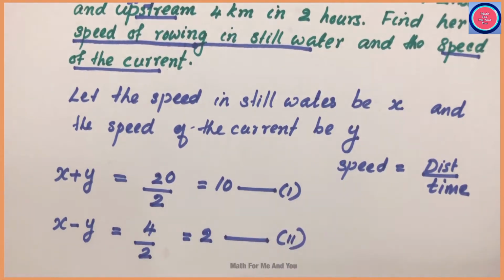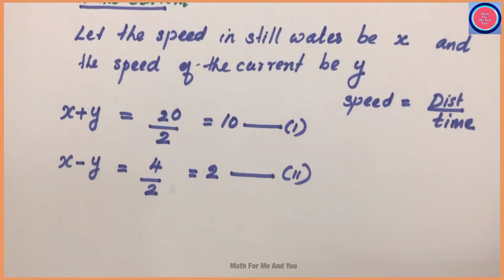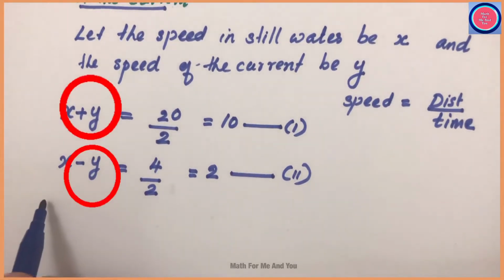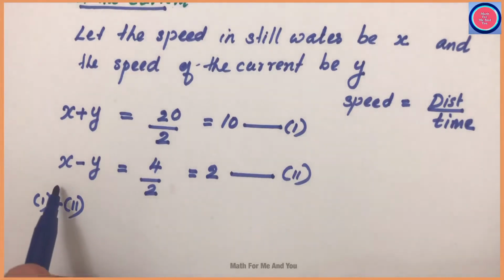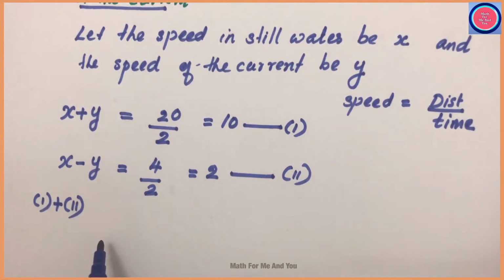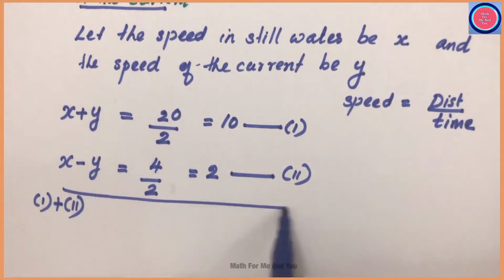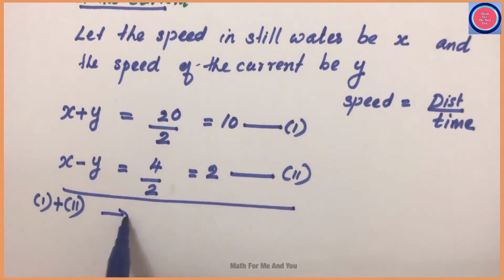We can solve these two equations by elimination or substitution. Easier is elimination. See here, it is plus y and minus y. If we add these two equations, that means 1 plus 2, we can eliminate y. Let's do that. What is equation number 1? x plus y equals 10. We are going to write that x plus y is equal to 10.